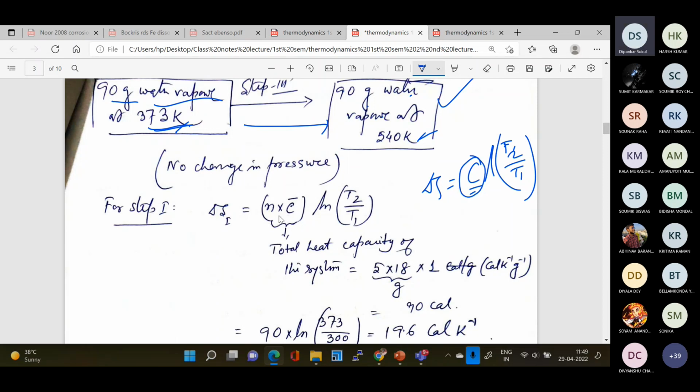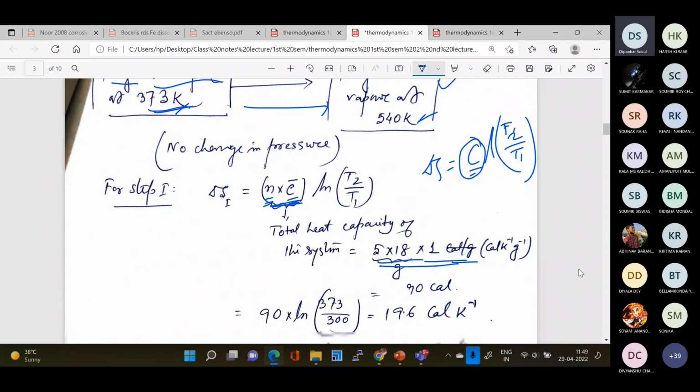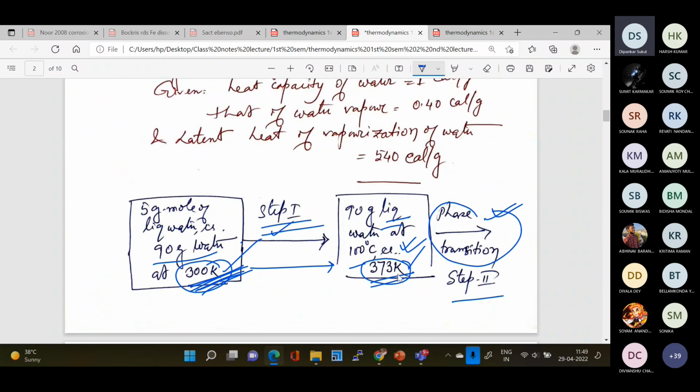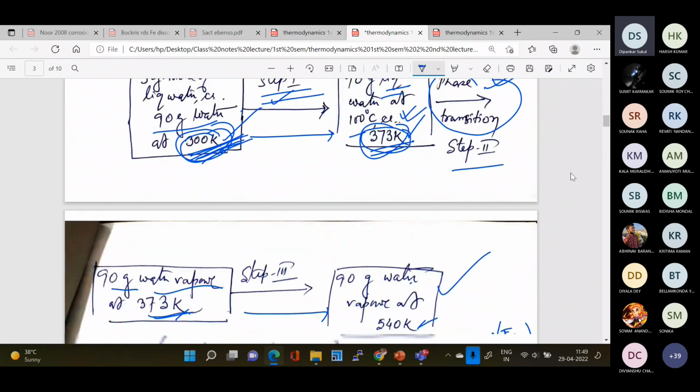Total heat capacity means if I consider specific heat capacity in calorie per gram, then you have to multiply with the amount in gram. That is the total heat capacity. That's why it is 90 into 1, 90 gram into 1 calorie per gram. That is a total of 90 calorie, the total heat capacity, times ln T2 by T1. T2 by T1 is 370 Kelvin divided by 300.